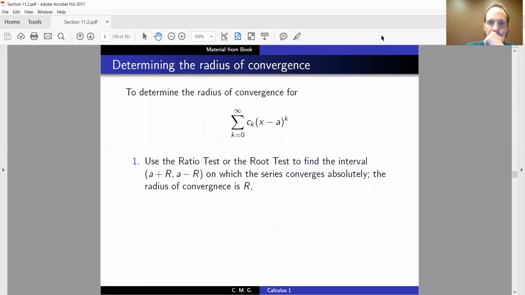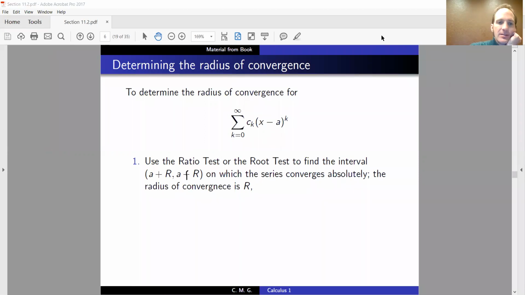Okay. So in order to determine the radius of convergence, I'm going to use the ratio test or the root test that finds an interval where the series is absolutely convergent. So everything in between those two values is absolutely convergent. So the absolute value of that series is a convergent series. And the radius of convergence is just going to be what R value I add to this.